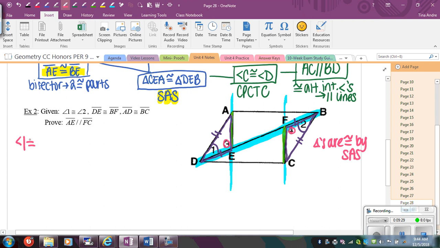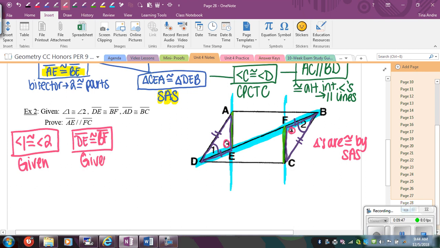So I'm going to write all my givens out. I'm going to keep these givens separated because they don't really connect. There's no connection here, or nothing in common between them. So I have DE is congruent to BF, and then AD is congruent to BC. And then these are my pieces that I need. These are the three things I need to get the congruent triangles.